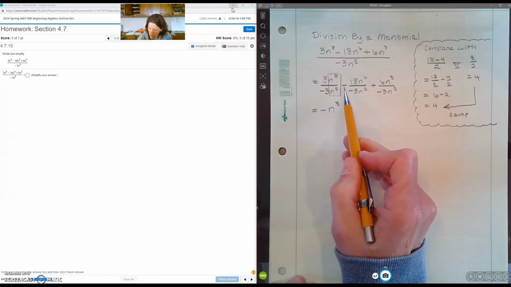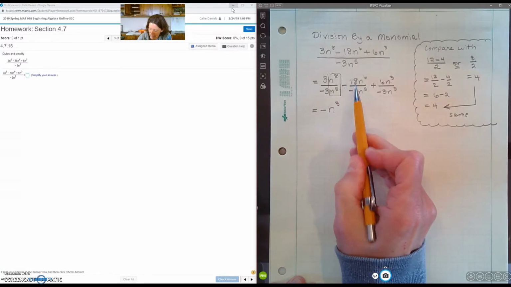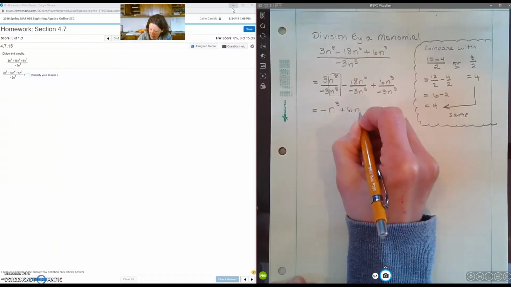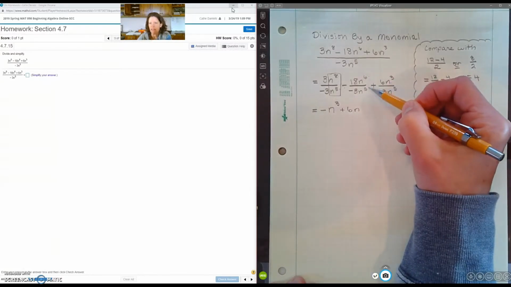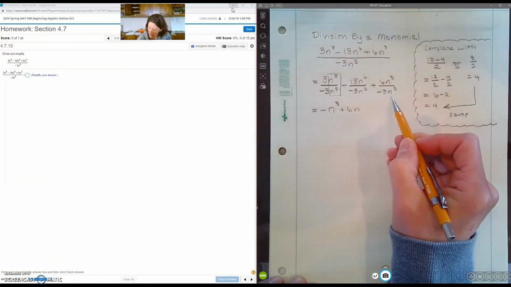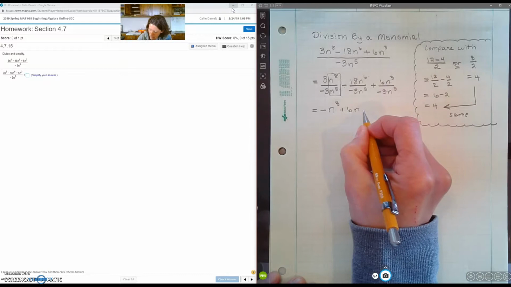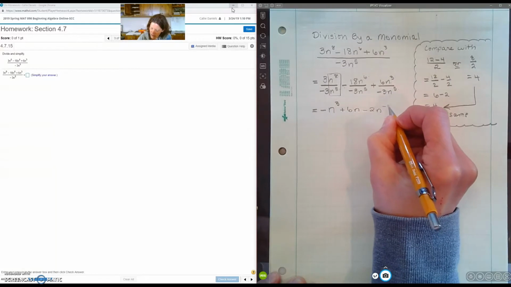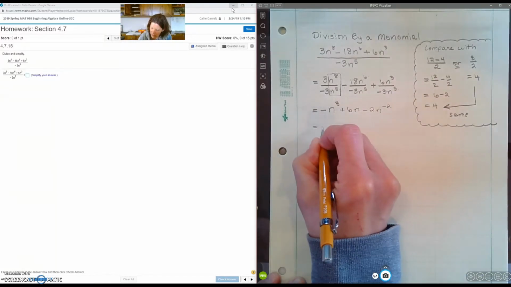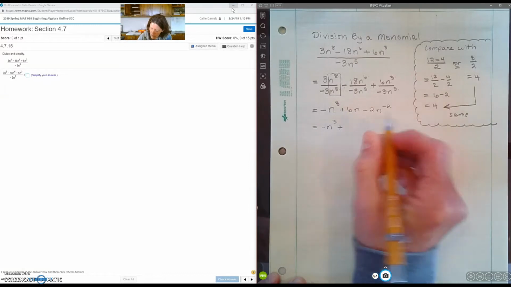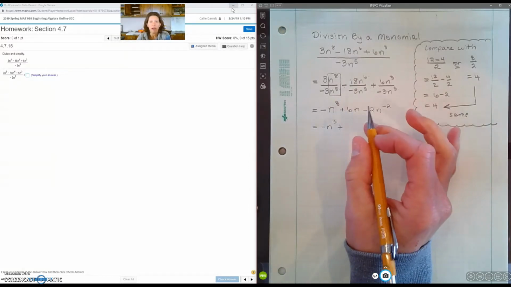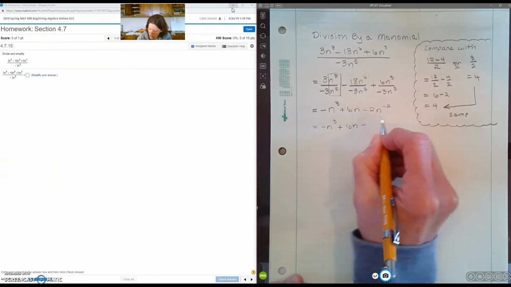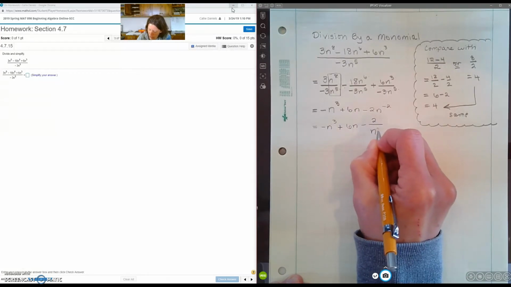Looking at our next term, notice we've got minus 18 divided by negative 3. That's a minus negative 6, or plus 6n to the first, because 6 minus 5 is 1. And lastly, 6 divided by negative 3 is a negative 2. Using our quotient rule, 3 minus 5 is negative 2. And we really would like to write this answer without a negative exponent. So let's write it in our final form as negative n to the 3rd plus 6n minus 2 over n squared.